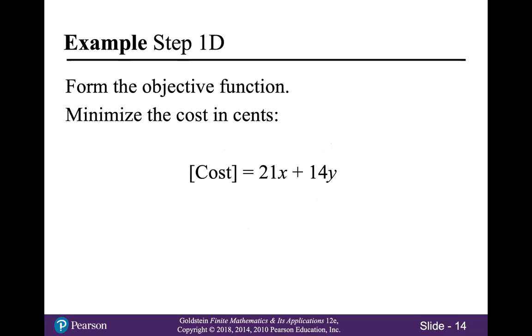All right, and then the objective function is cost. We want to minimize the cost. Each cup of rice costs 21 cents. Each cup of soybeans is 14 cents. So cost would be 21X plus 14Y.